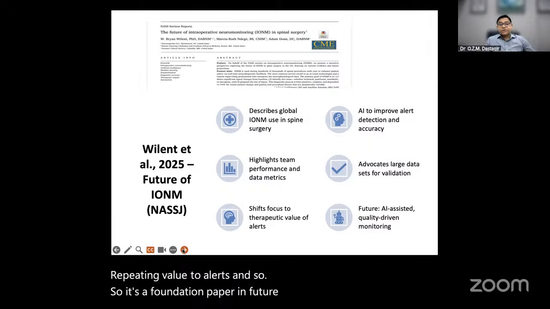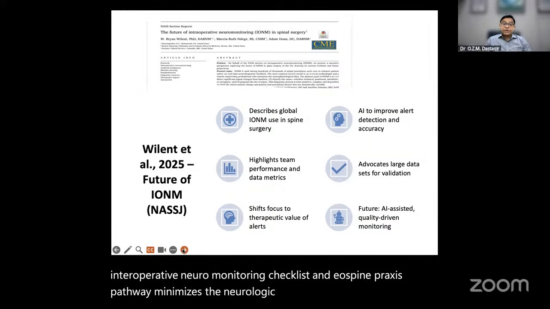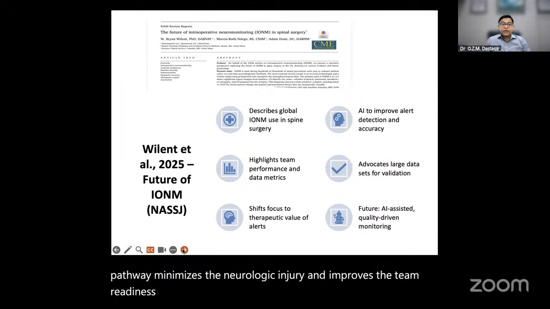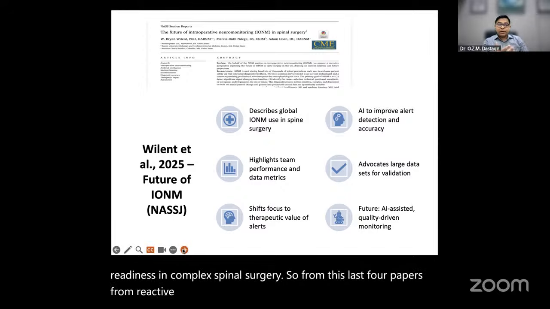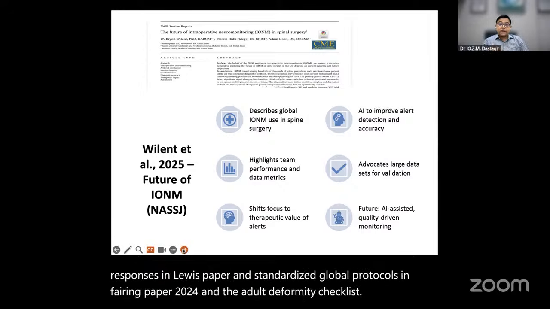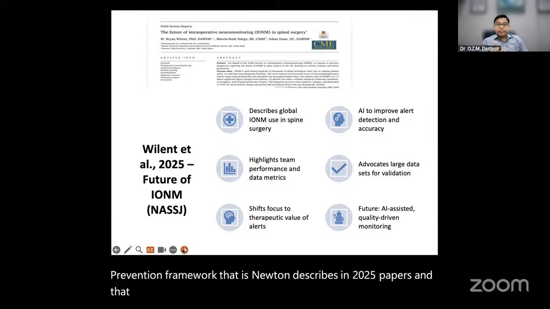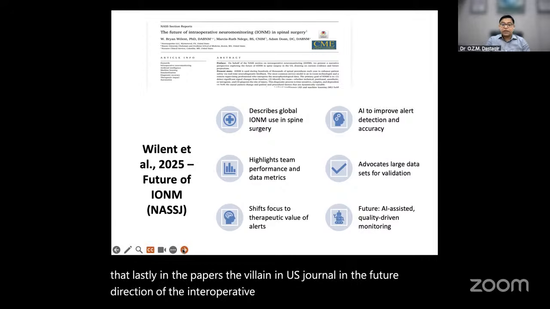Adoption of this structured intraoperative neuromonitoring checklist and spine praxis pathway minimizes neurologic injury and improves team readiness in complex spinal surgery. So from these last four papers, from reactive responses in Lewis's paper and standardized global protocols in Fenning's paper 2024, and the adult deformity checklist and prevention framework that Nielsen describes in 2025. And lastly, Wieland in the NAS journal on the future direction of intraoperative neuromonitoring. Thank you for the patient sharing.